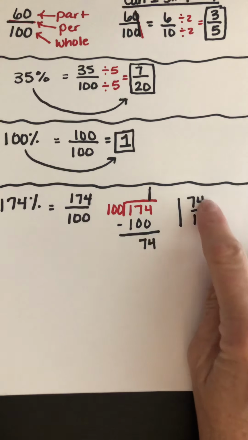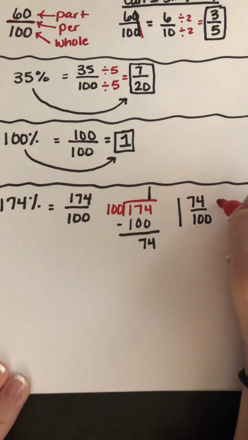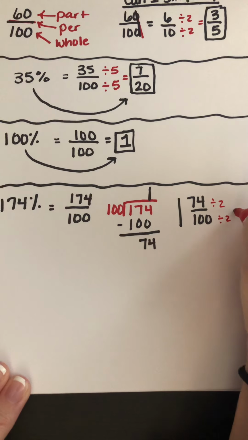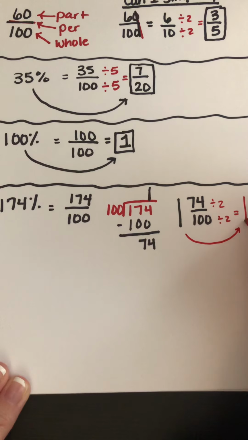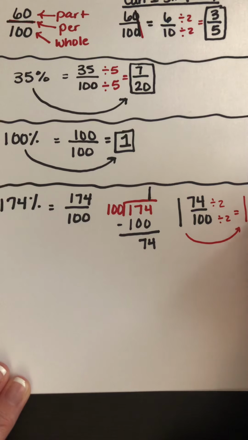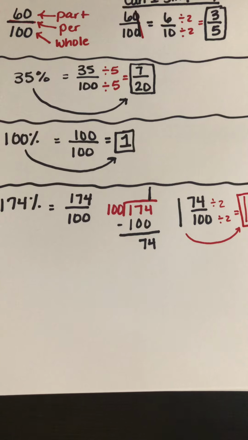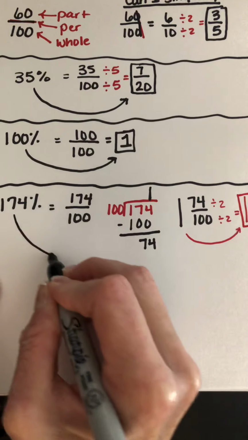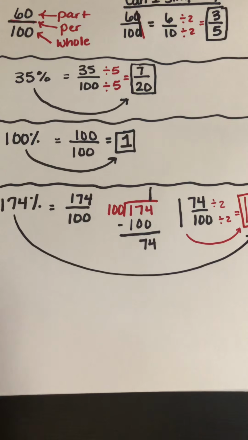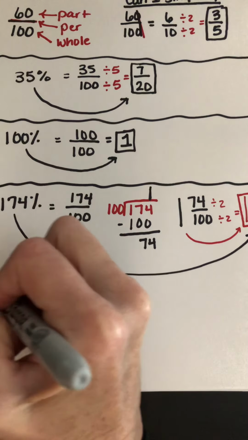Well, yes, both 74 and 100 are even, so I'm going to divide it by 2. So I still get my whole number of 1, and 74 divided by 2 is 37, and 100 divided by 2 is 50. So my answer is 1 and 37 fiftieths. So if you look back here, my 174% is 1 and 37 over 50. Couple more things I want to show you and then we'll be done.